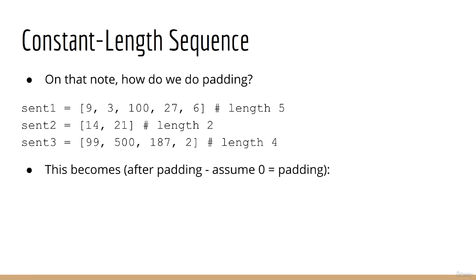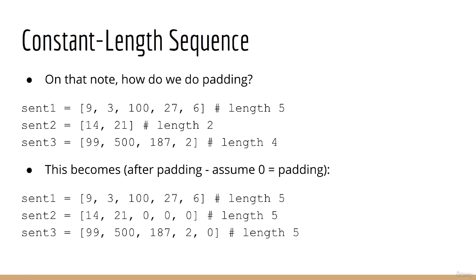Well, we can see that the lengths of these sentences are 3, 2, and 4, respectively. Since the longest sentence has length 4, the 2 shorter sentences would have to be padded to be of length 4. So the second sentence becomes 14, 21, 0, 0, and the third sentence stays 99, 500, 187, 2. And so just a reminder, we're using the convention that 0 equals padding, even though this might not be the case in the code.